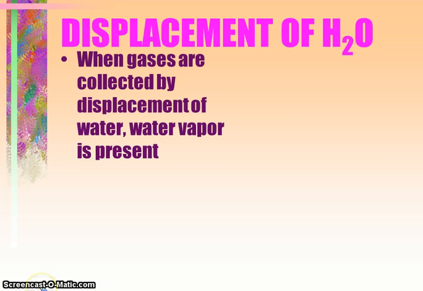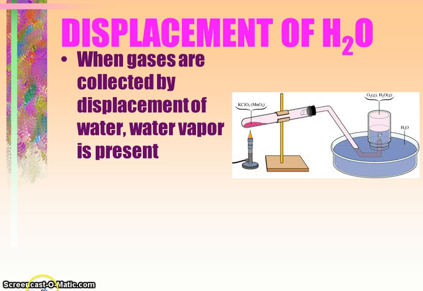Displacement of water. When gases are collected by displacement of water, water vapor is present in the gas that's collected. So let's look at this as an example. Let's say we have potassium chlorate in a test tube, and we add some manganese dioxide, which is a catalyst, and we heat it up. The potassium chlorate will decompose into potassium chloride and oxygen gas.